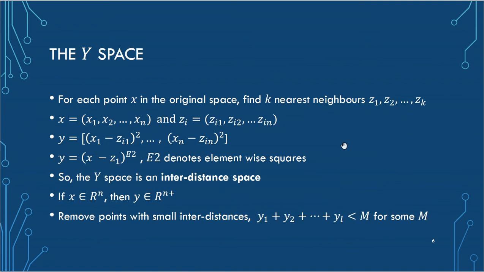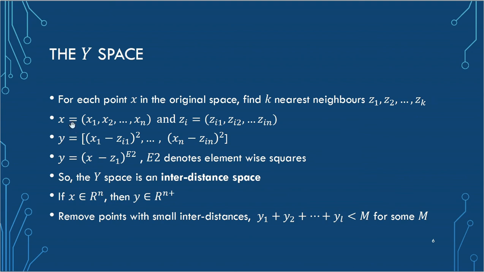So one of the most important parts of DOBIN is the Y space. We are given the original data set, which we call the X space, and from the X space we compute this Y space. So what is the Y space? For every point in the X space, we find k nearest neighbors. So for every X, we find Z1, Z2 up to Zk.